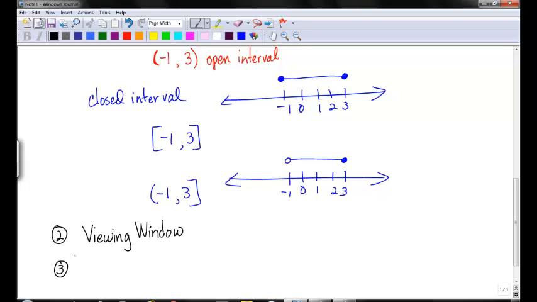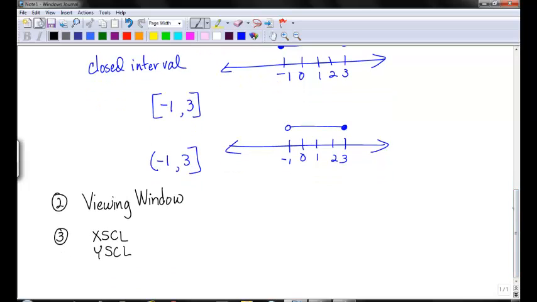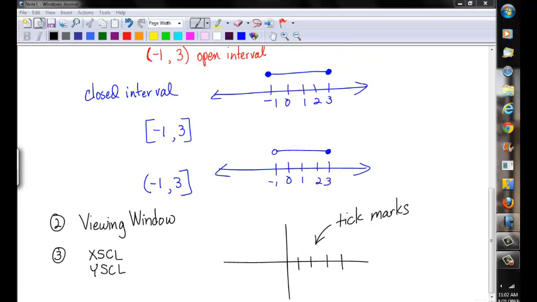The next thing the author goes through is on your calculator, those two things, what do those control? They control those tick marks, right? They control how those tick marks are spaced out. Like if you do the standard viewing window, X scale is 1 and Y scale is 1. So if you want to spread those out, you change the X scale, Y scale. So those control the tick marks.